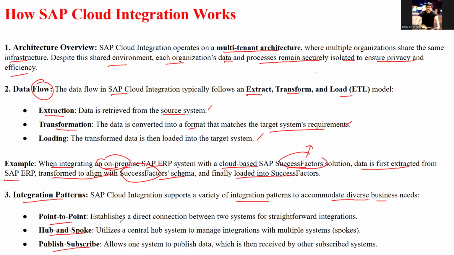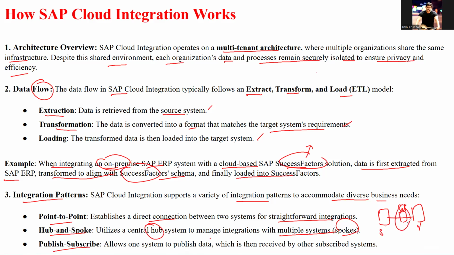Point to point. What is point to point? It establishes a direct connection between two systems for straightforward integrations. Hub and spoke utilizes a central hub to manage integration with multiple systems, like spokes. Suppose one system needs to connect directly with another system, in SAP that requires a direct connection between source and receiver.